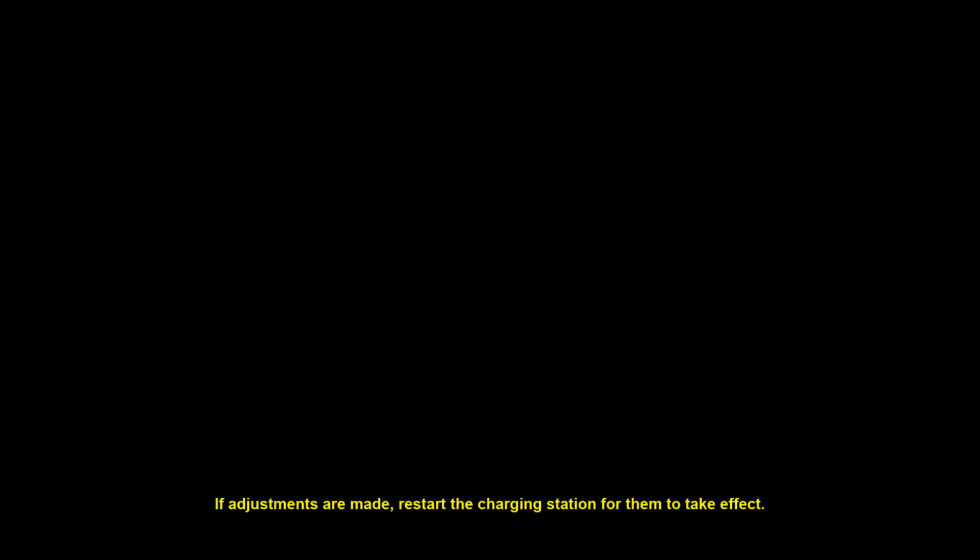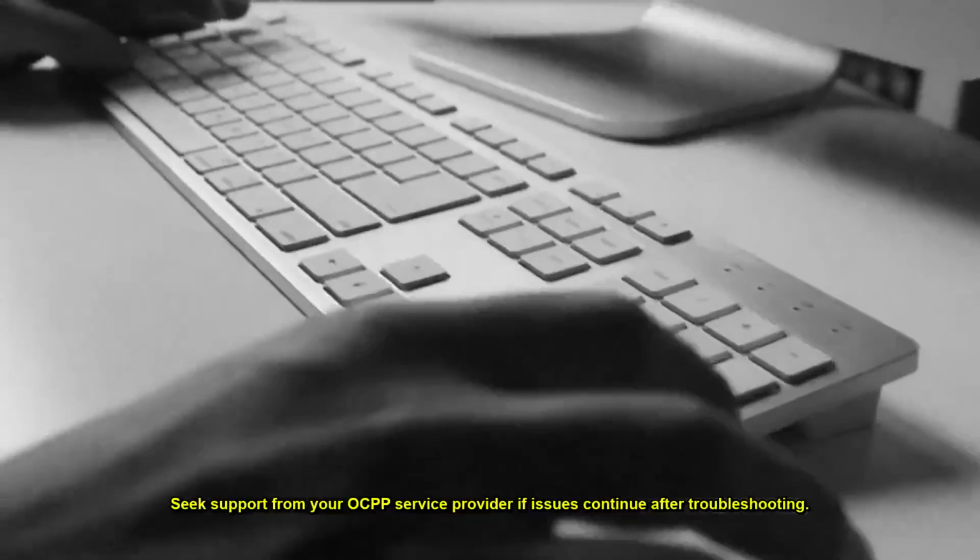If adjustments are made, restart the charging station for them to take effect. Monitor the charging speed after implementing changes to verify improvements. Document any findings and steps taken for future reference. Seek support from your OCPP service provider if issues continue after troubleshooting.